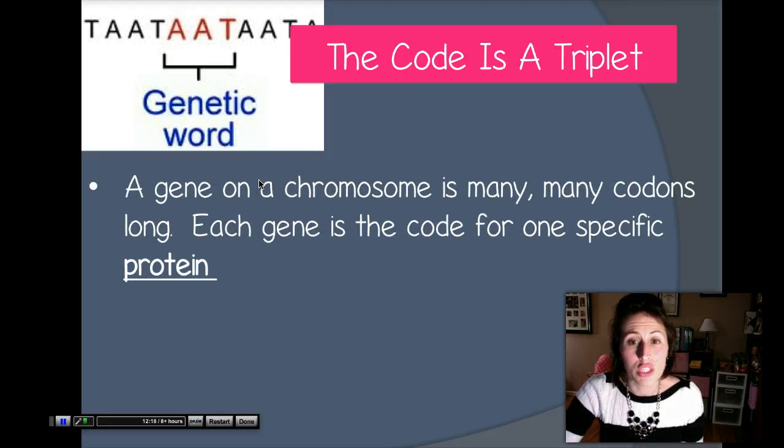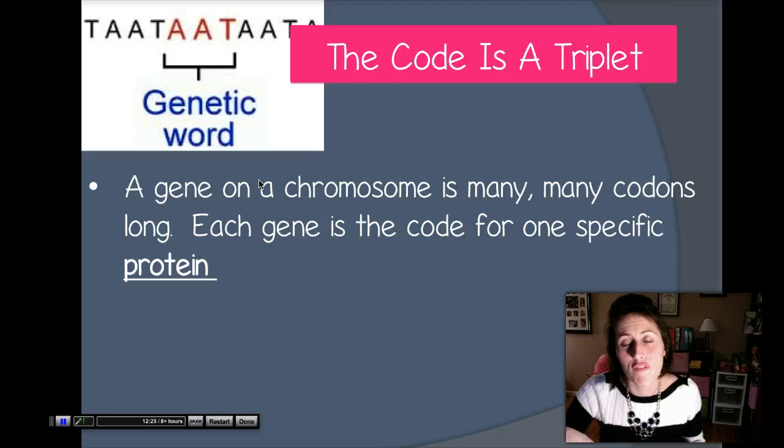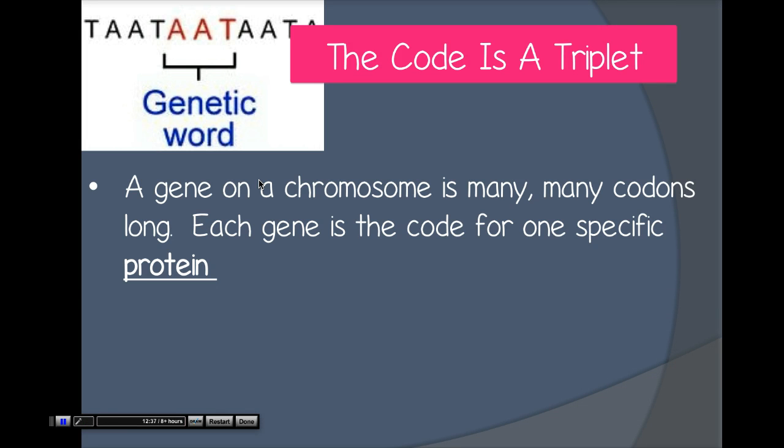A gene on a chromosome is many codons long. And it can be 100 up to 1,000,000. But remember, even then, each gene is the code for one specific protein, okay? So one gene, one protein.